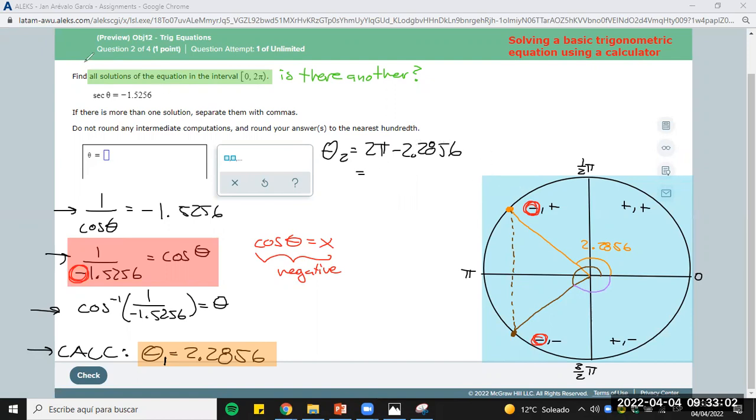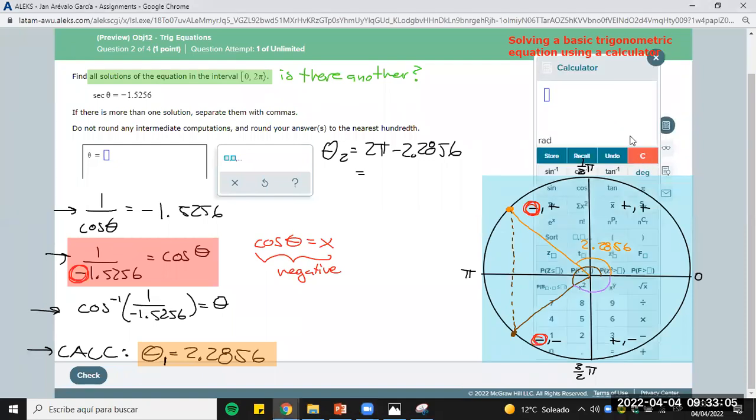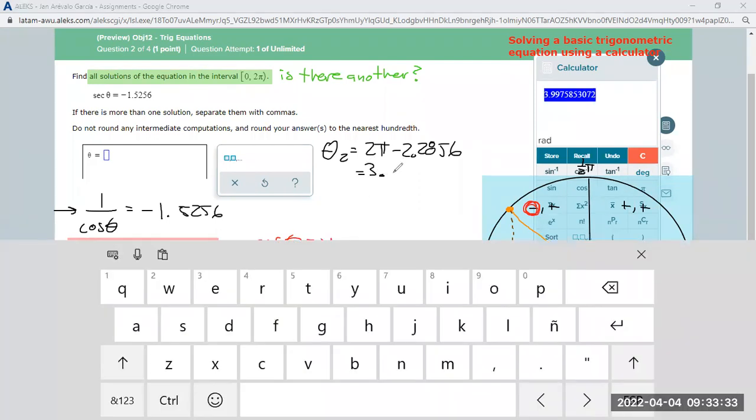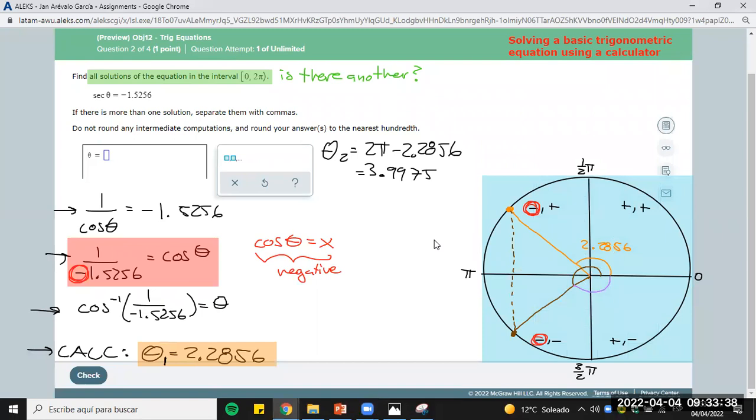I'm going to put that in the calculator too. 2 pi minus 2.2856. All right, how much is that? It is 3.9975. All right, thank you, calculator. And that is the other answer.